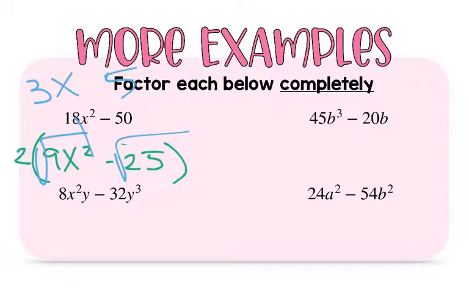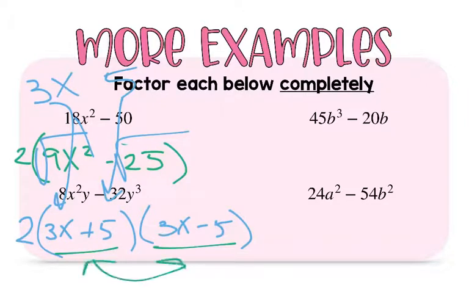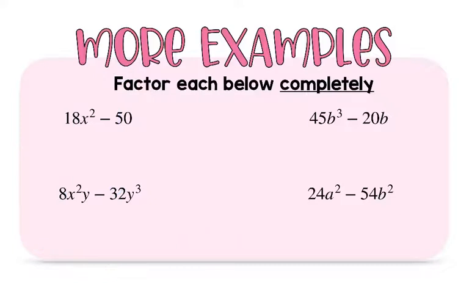Okay, so now, with my GCF 2 still on the outside, I can write my two sets of parentheses using these letters and numbers. So 3x plus 5 and 3x minus 5. Again, it doesn't really matter what order these parentheses are written in as long as you have them both. And that's it.